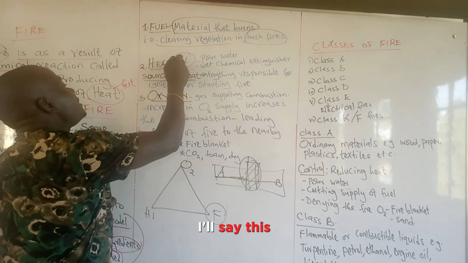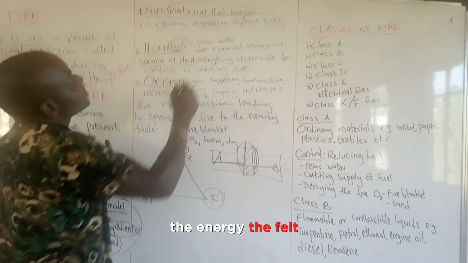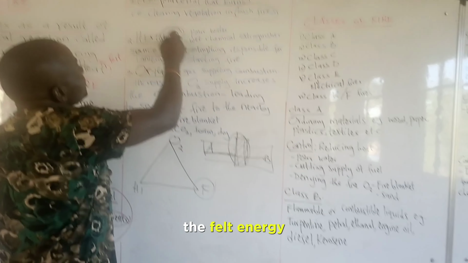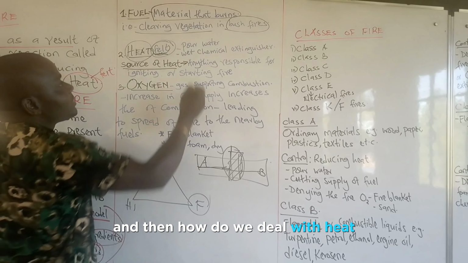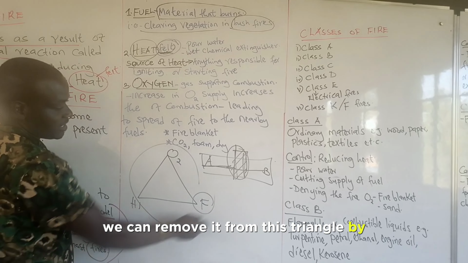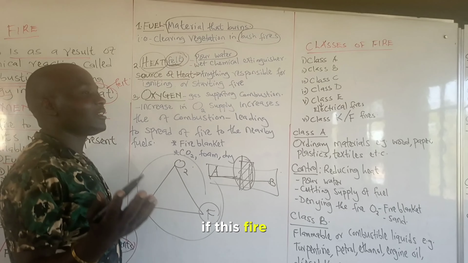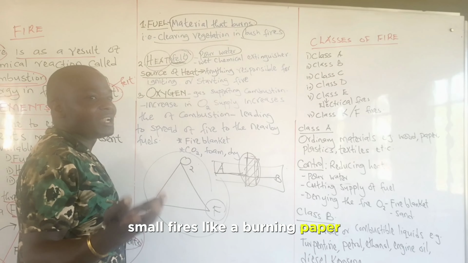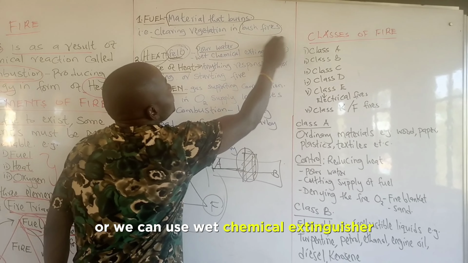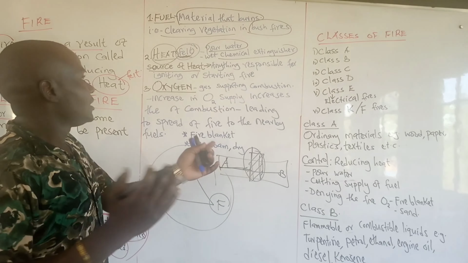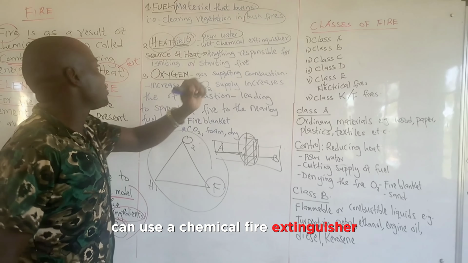Heat, I've said, is that energy that you feel, the felt energy. And then how do we deal with the heat? We can remove it from this triangle by pouring water if it is a small fire, like burning pepper or burning cloth. Or if the fire is somehow bigger, we can use a wet chemical fire extinguisher.